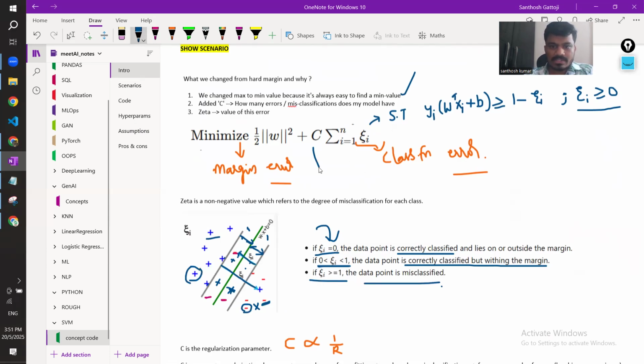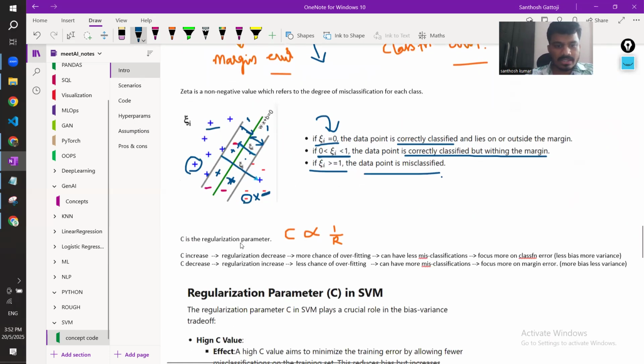Now let's try to understand C. I told you C is about how many misclassifications. It's like a regularization concept, which we studied in the linear regression part. Now C is a regularization parameter, but it is the inverse of regularization. That means if you increase the value of C, there is a small logic over here. If you increase the value of C, you are decreasing the regularization. But what is fundamentally regularization, Karthik?